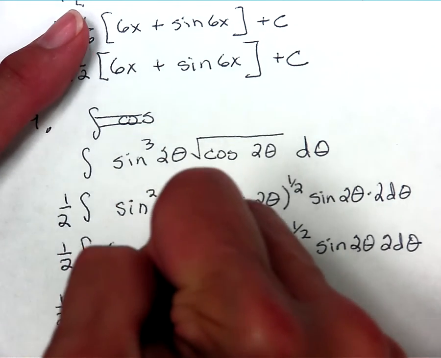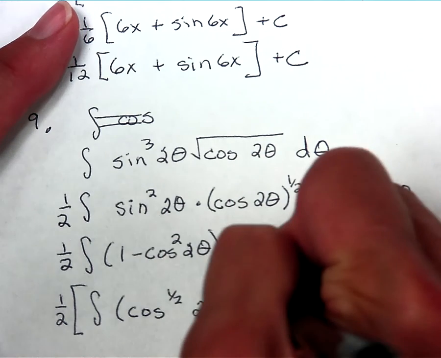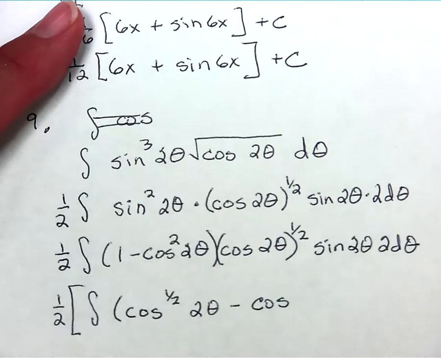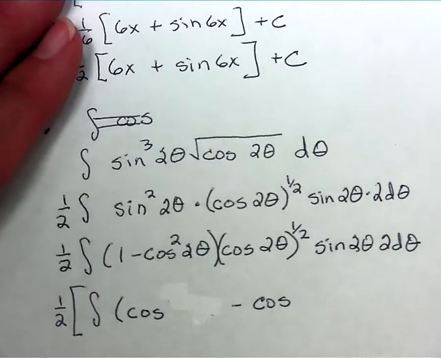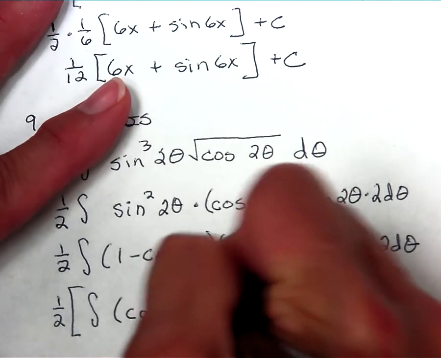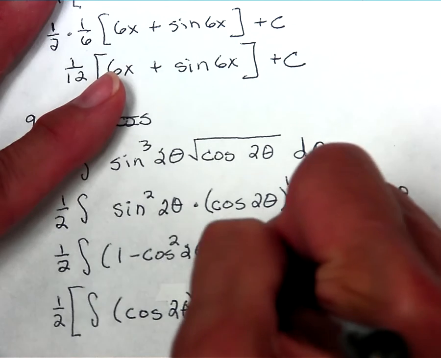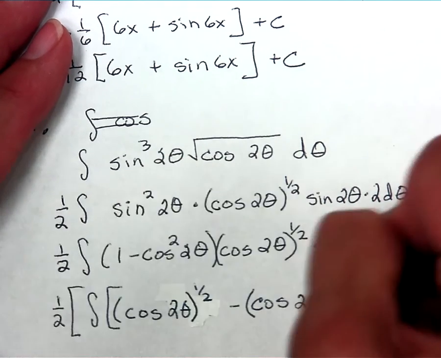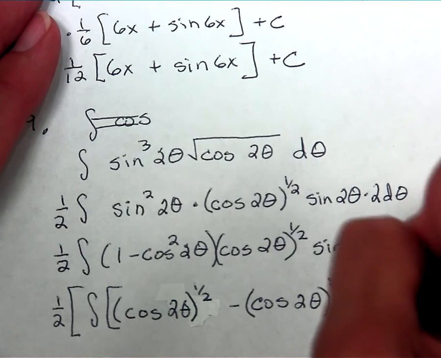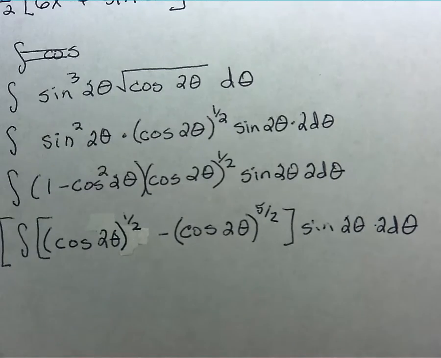Cosine 2 theta to the 1/2, minus cosine 2 theta to the 5/2, with sine 2 theta d theta beside it. Is that what you had so far, Michelle? Okay.